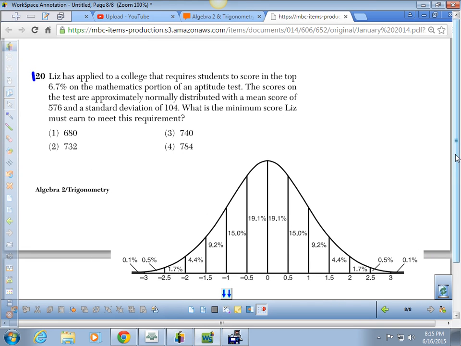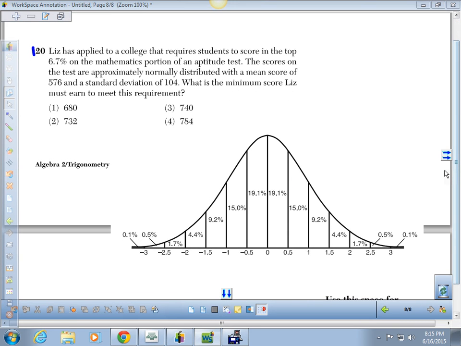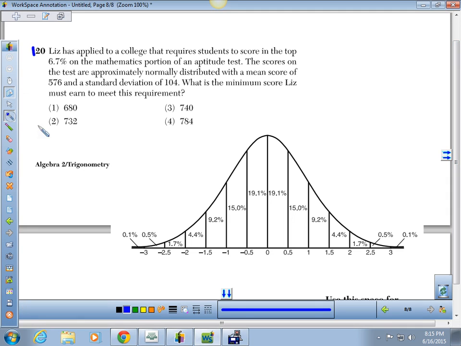There we go. Okay, applied to a college that requires students to score in the top 6.7% on the mathematics portion of an aptitude test. Scores on the test are approximately normally distributed with a mean score of 576. Where does that 576 go for us? That's the 0. The 0 represents the mean. With a standard deviation of 104.